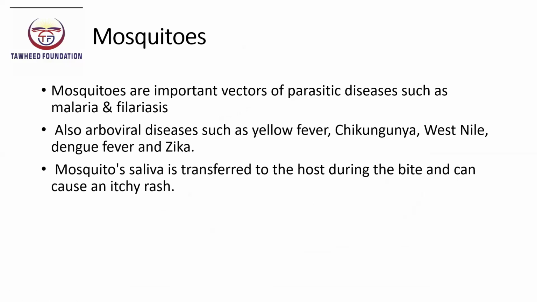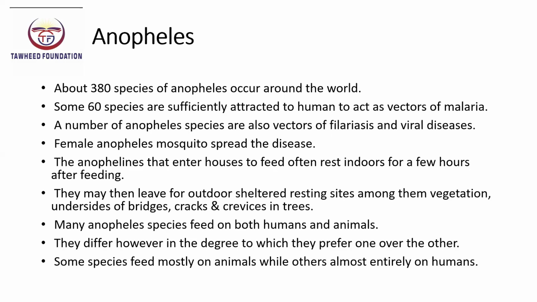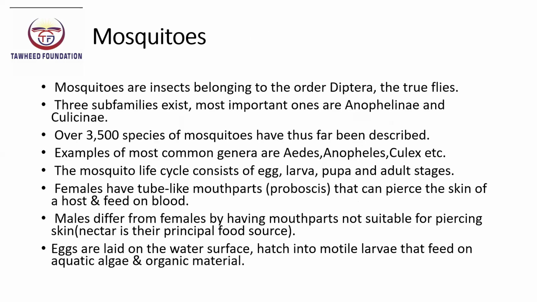Mosquitoes are important vectors of parasitic diseases such as malaria and filariasis. Also arboviral diseases, which include yellow fever, chikungunya, West Nile, dengue fever, and Zika. Mosquito saliva is transferred to the host during the bite and causes itchy rashes. Anopheles. So these are all the characteristics of insects and mosquitoes.